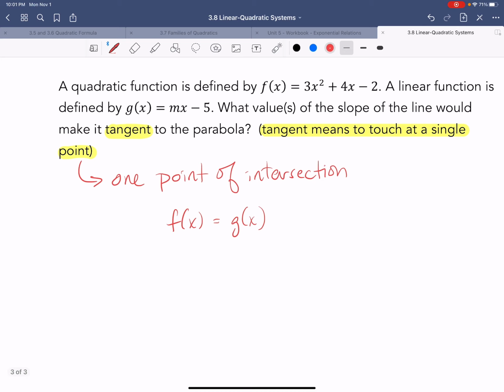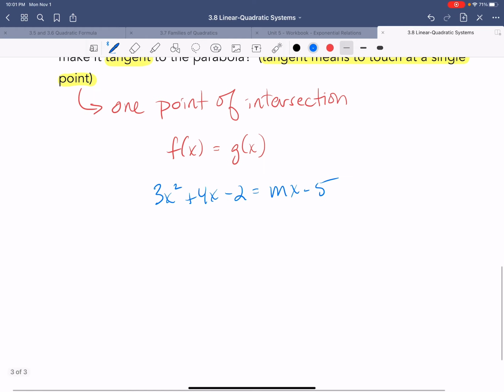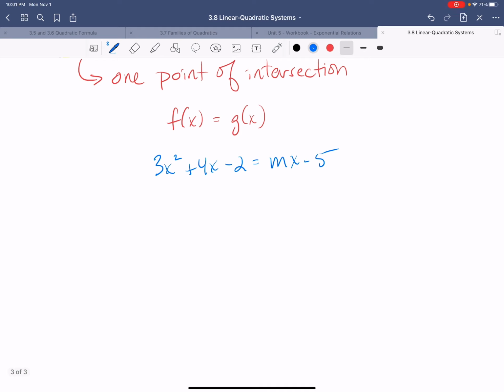So let's try this. I'll change to blue here. 3x squared plus 4x minus 2 equals mx minus 5. Okay, well, I can't solve this. I have two variables, which is bad, but also it's not equal to 0. So let's move everything over. So I'm going to rearrange the equation. I'm going to bring mx over by subtracting mx, and I'm going to add 5. So that's equal to 0.